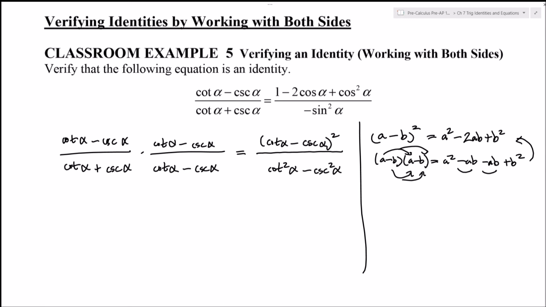Okay, so I'm going to use this property for the numerator of what we currently have. Equals, and on the top, cotangent alpha minus cosecant alpha, the whole thing squared. That's the same thing as cotangent squared alpha minus 2 cotangent alpha cosecant alpha. Let me rewrite that because that looks bad. So minus 2 cotangent alpha cosecant alpha, and then plus cosecant squared alpha.